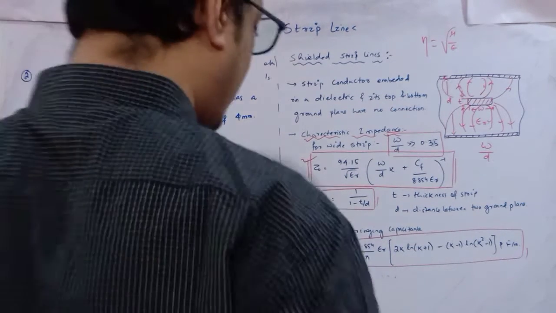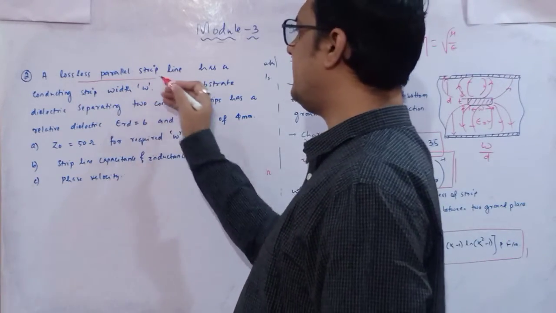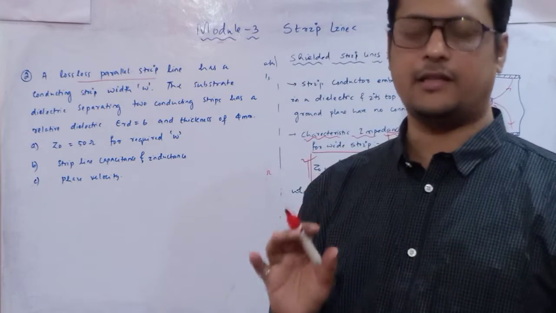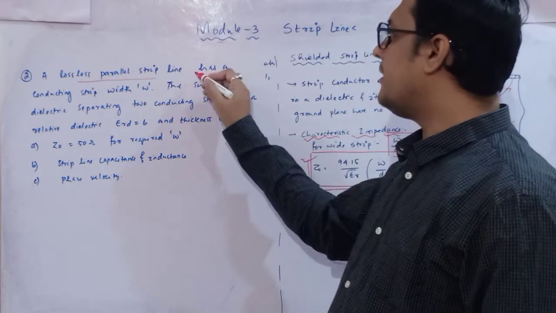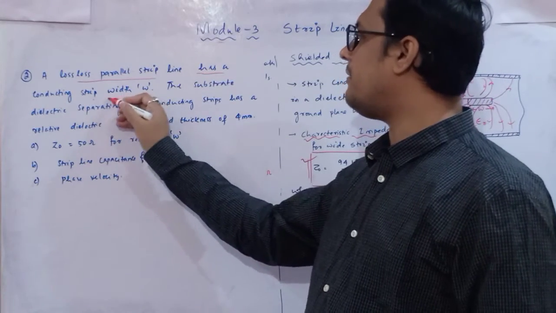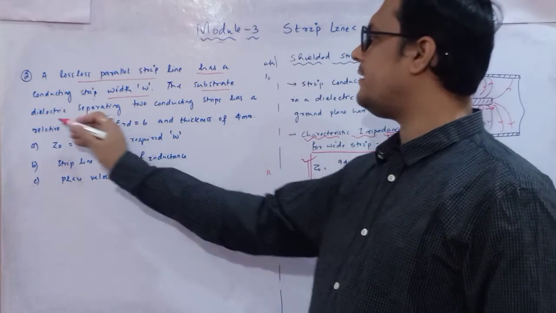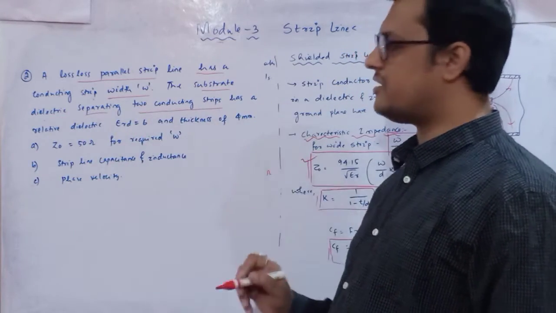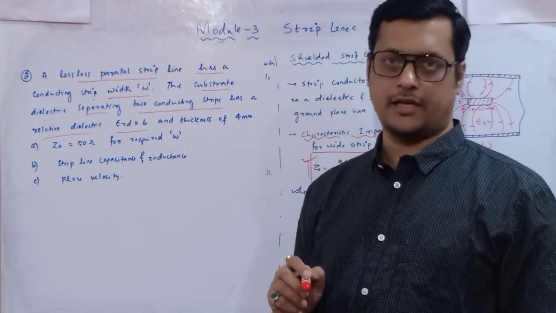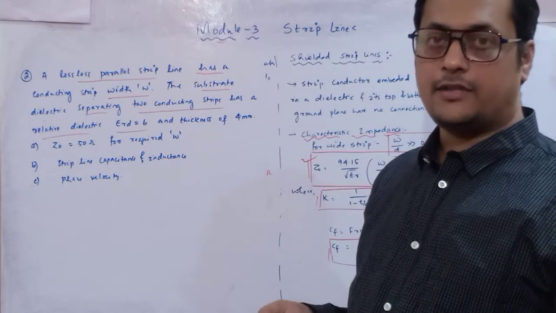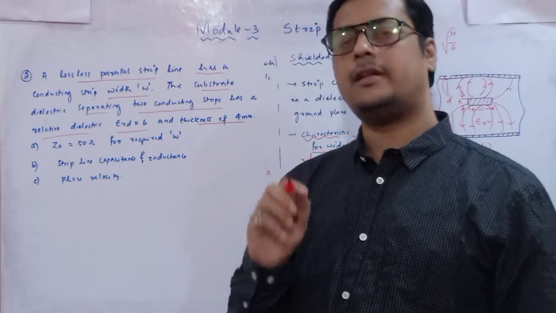Okay. So this is one more question. Here it is given a lossless parallel strip line. It has a conducting strip of width W. The substrate dielectric separating the two conducting strips has a relative dielectric value epsilon RD of 6, and the thickness D is equal to 4 millimeter.